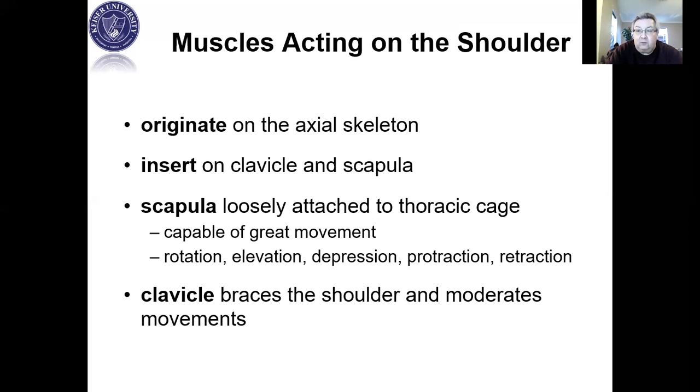Now the clavicle, and we spoke about the clavicle, is that small S-shaped bone that articulates with the sternum and articulates with the acromion process. Remember, we had the sternoclavicular joint and the acromioclavicular joint. This is known as a strut bone, because it really does brace the shoulder. It really holds the shoulder in place. The clavicle is a very important bone.